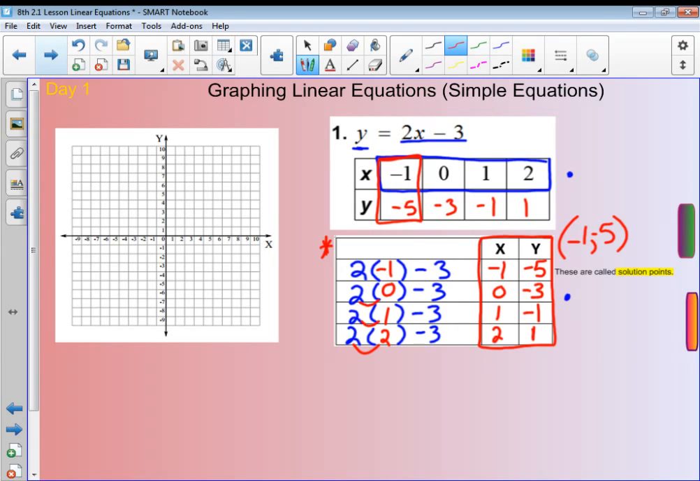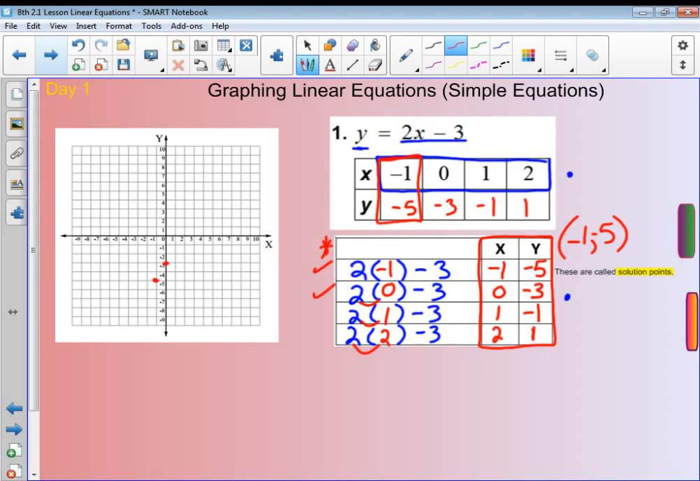Okay, so my next step is I'm going to graph out these coordinates. So my first set is negative 1, negative 5. So I'm going to go over to negative 1, down to negative 5, and I'm going to put my dot. Okay, so that one's done. The next one, 0, negative 3. So over to 0, so I stay there, and I'm going to go down to negative 3, and I'm going to put a dot. That one's done.